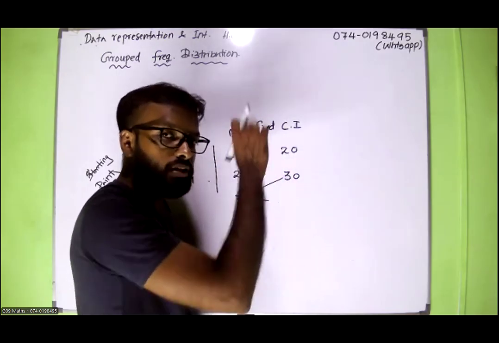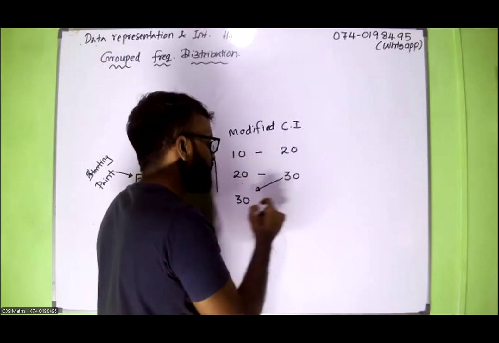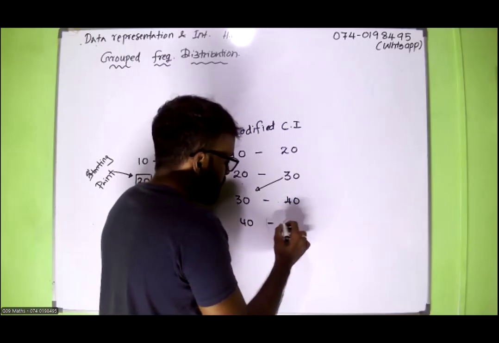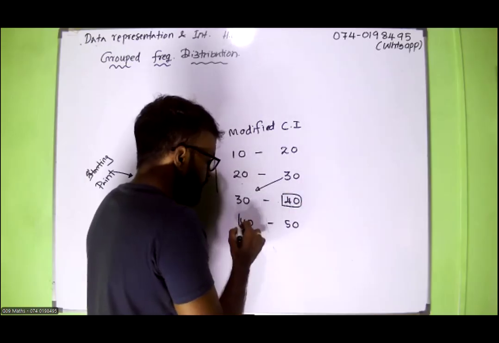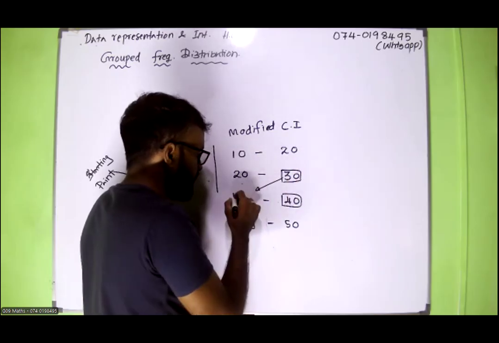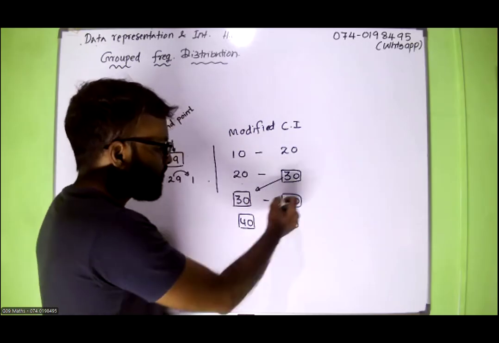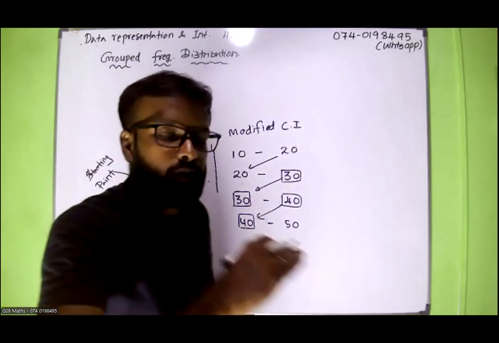If you see example number 1, class width is 10. 10 plus 10, 20. 20 plus 10, 30. 30 plus 10, 40. 40 plus 10, 50. Now, if you consider the ending point of the previous class interval and the starting point of the next class interval, they are the same values. So the gap has been closed.